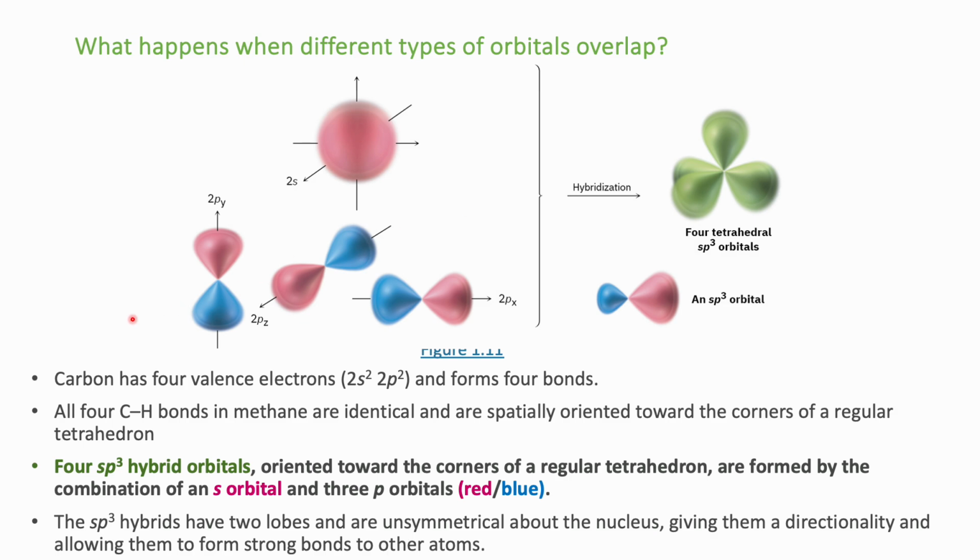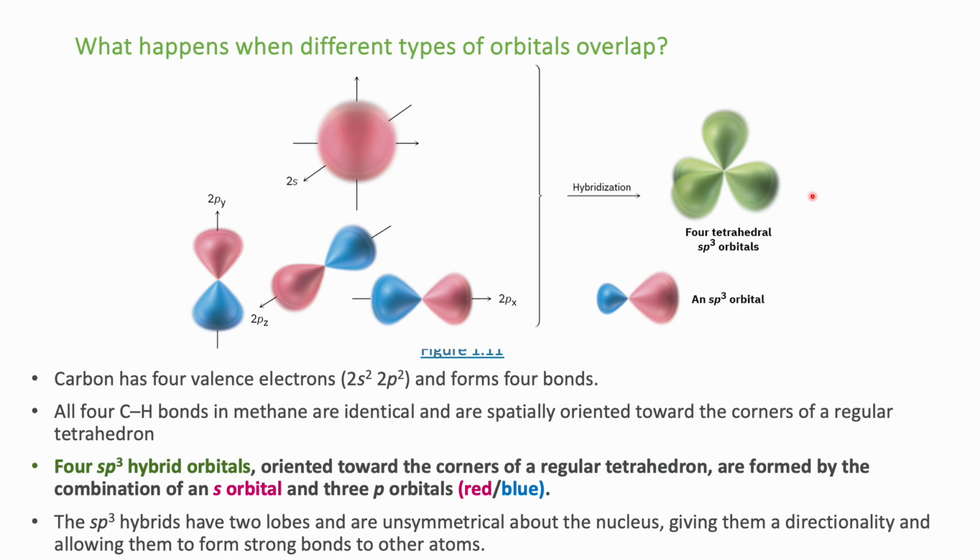So far, we've talked about like and like orbitals overlapping, right? We talked about s orbitals overlapping. But what happens when you get different types of orbitals overlapping, such as an s orbital and a p orbital, right? Right here we have an s orbital. These are the different p orbitals on different planes, right? 2py, 2pz, and 2px.